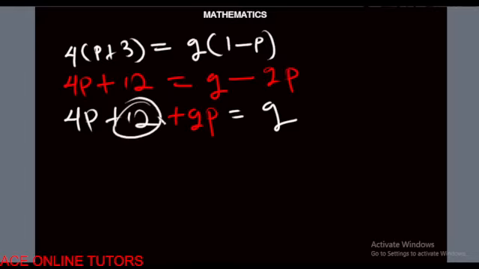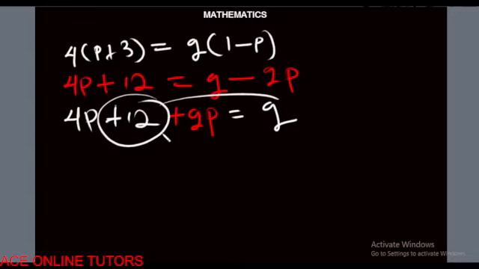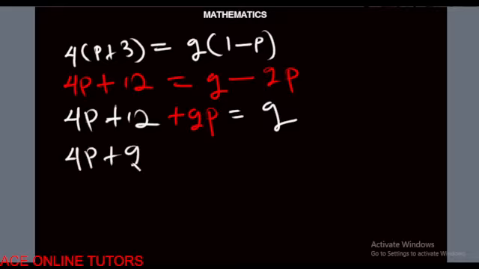Now this 12, we don't need it. Is it joined with multiplication? No, it's not joined with multiplication. So that means that it's easy for us to remove it and take it to the other side, so that it becomes minus 12. So this will become 4p plus qp is equal to q, then minus 12.